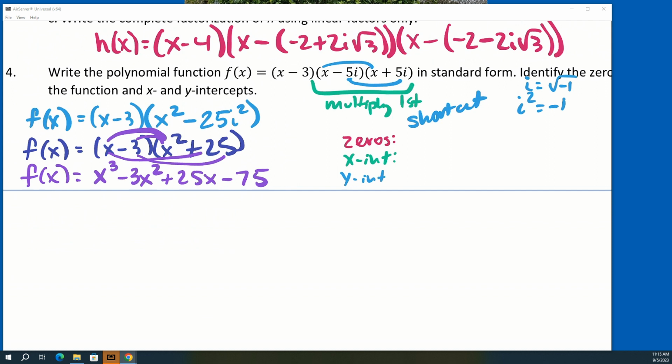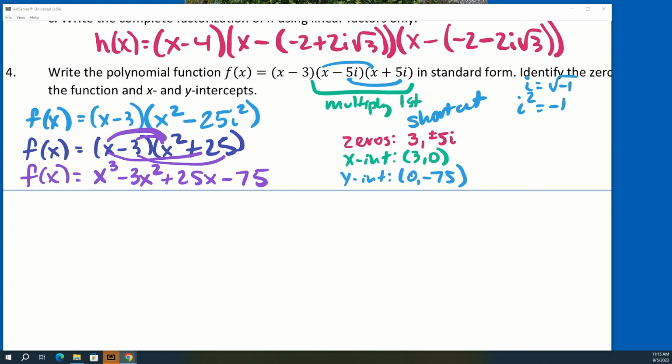All right, and then the last part of this question is to tell the zeros, the x-intercepts, and the y-intercepts. So the zeros, I'm just going to look at the factored form and just give the zeros as 3, negative 5i, and positive 5i. Are all of those x-intercepts? Are i's x-intercepts? No, so just the real number. All right, what about the y-intercepts? 0, negative 75. Good job.